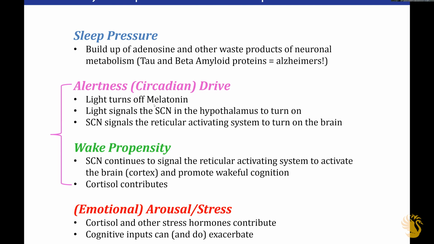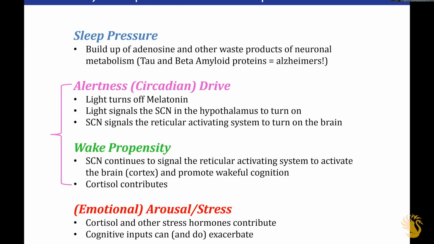Light actually turns off melatonin. So in the morning, that's how we know it's morning. And that's how we know to turn off melatonin. It also lets us know that it's daytime and begins signaling the reticular activating system, which sounds like what it does. It activates the brain, okay? It sends signals up from the brainstem that turn on the brain.